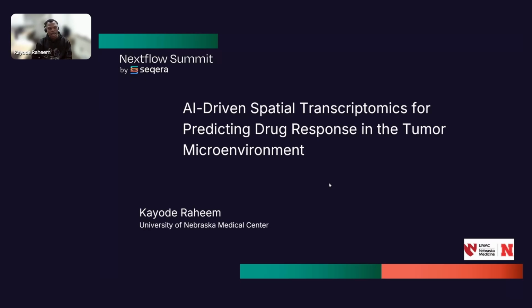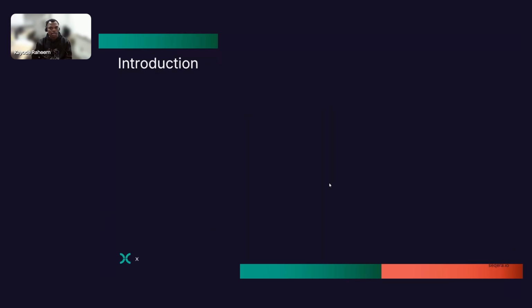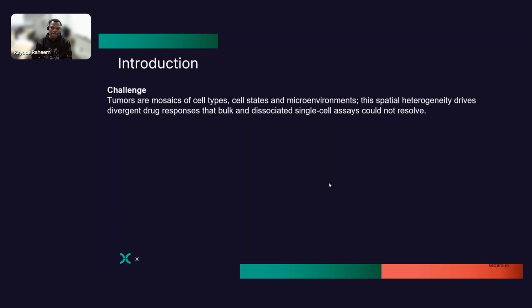So firstly, why are we trying to work on spatial transcriptomics? What are the challenges? The challenge is how tumors are mosaics of cell types, cell states and microenvironments. These are kind of spatial heterogeneity that drive drug divergences. That is, it makes drug responses differ across different modalities, in terms of bulk and sparse single-cell assays that couldn't resolve it. So that's the major challenge we are facing.